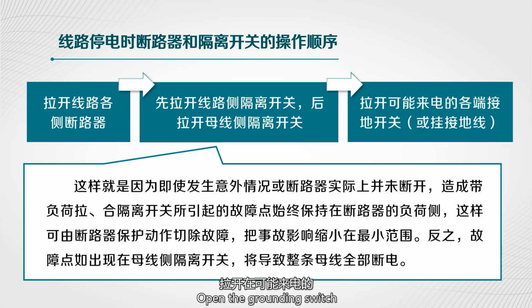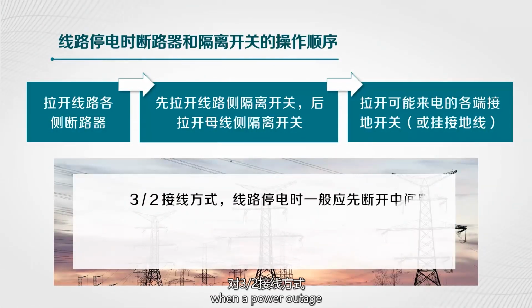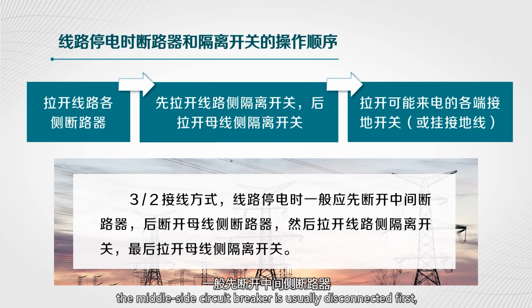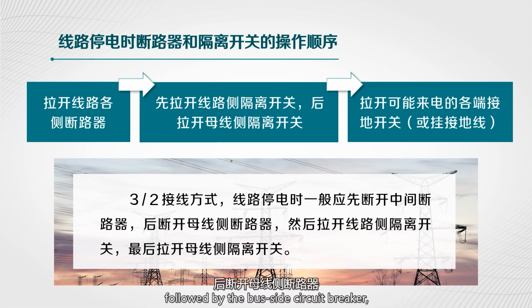Step 3. Open the grounding switch or hanging earthing wire on each side where there may be a power core. It should be noted that when a power outage occurs on a 3/2 switching scheme, the middle side circuit breaker is usually disconnected first, followed by the bus side circuit breaker, then the line side isolation switch.